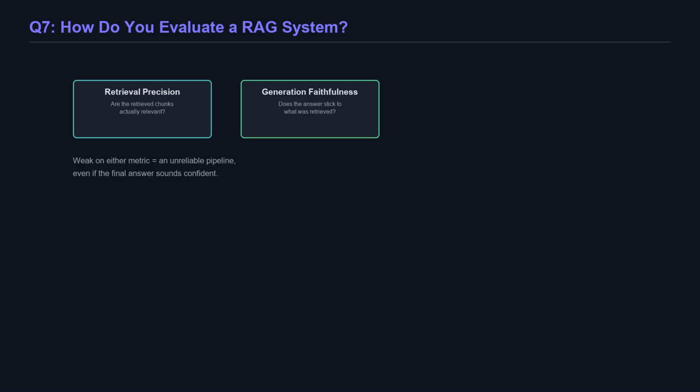Question 7. How do you evaluate whether a RAG system is actually working well? 2 metrics matter most. Retrieval precision. Are the chunks you're pulling back actually relevant to the question? And generation faithfulness. Does the final answer stick to what was retrieved, or does the model hallucinate beyond the source material? A system can be weak on either metric and still sound confident, which is exactly why both need to be measured, not just assumed.